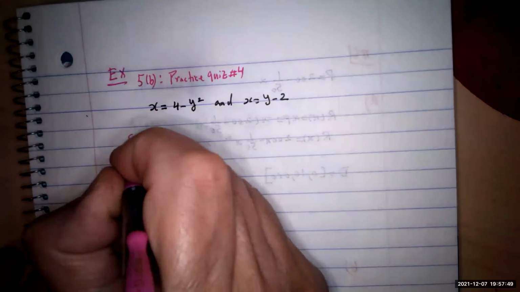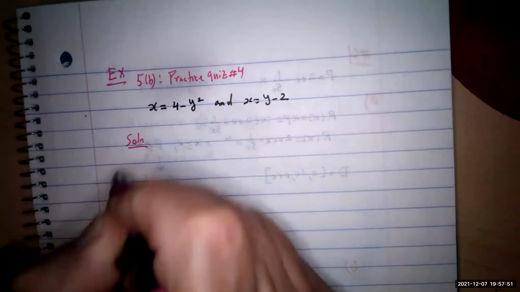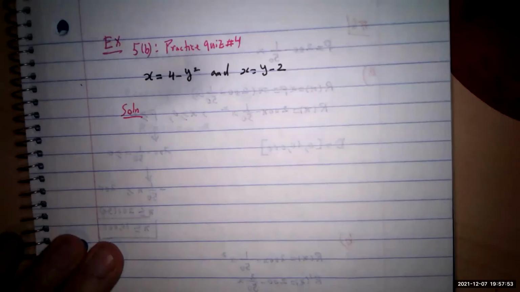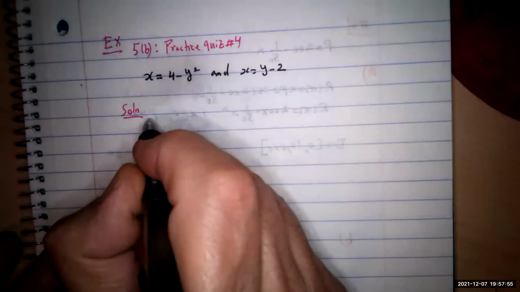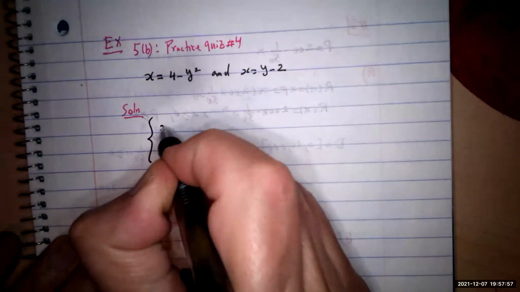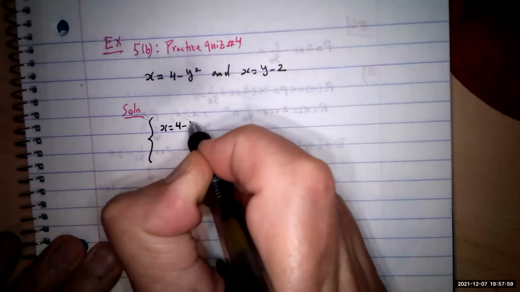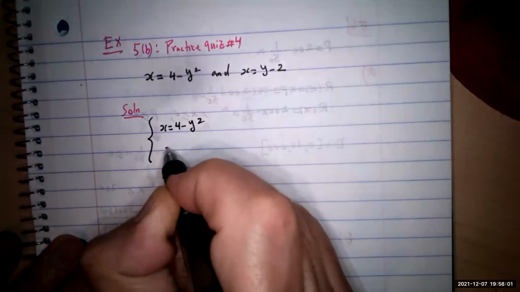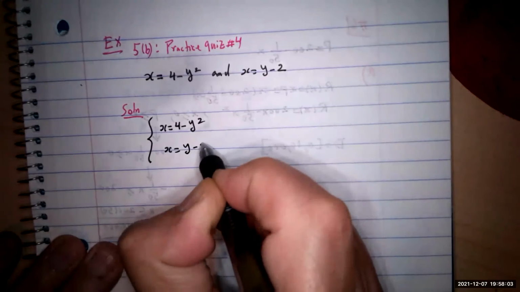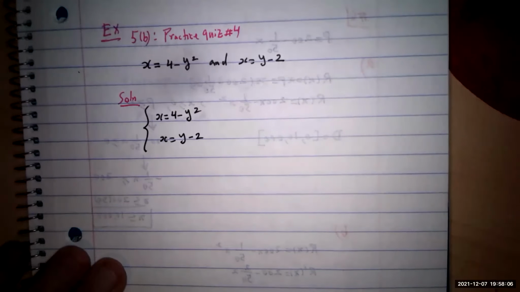Okay, question, are you ready? Point of intersection first. You put them into the system of equations, x equals 4 minus y squared, and x equals y minus 2. Substitution method.